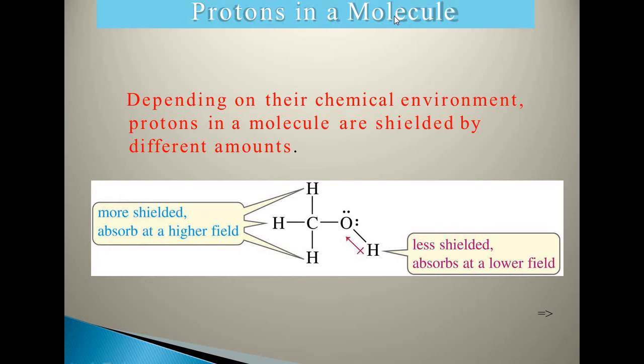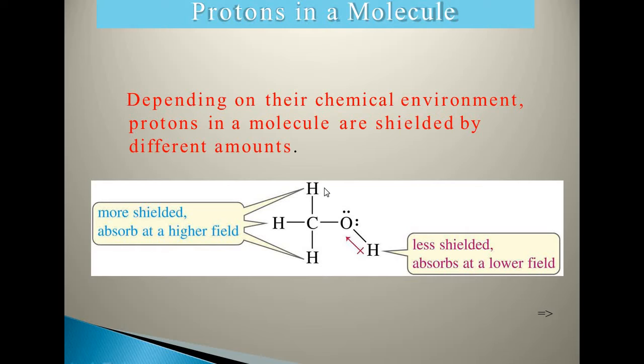Next is the proton in a molecule. Consider this is your one molecule. Depending on the chemical environment, protons in a molecule are shielded by different amounts. The shielding and de-shielding pattern we already saw in the last lecture. The link is provided in the description box, so you can go through it.